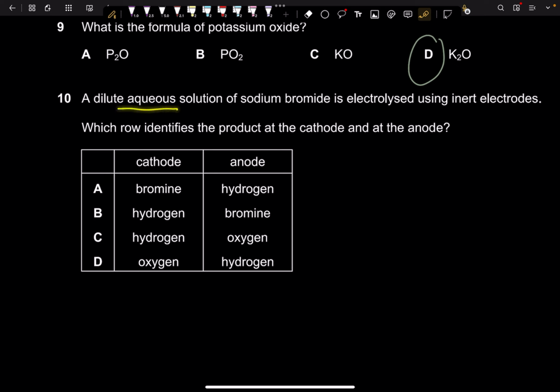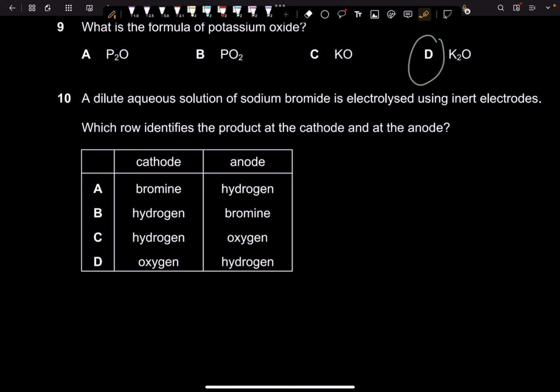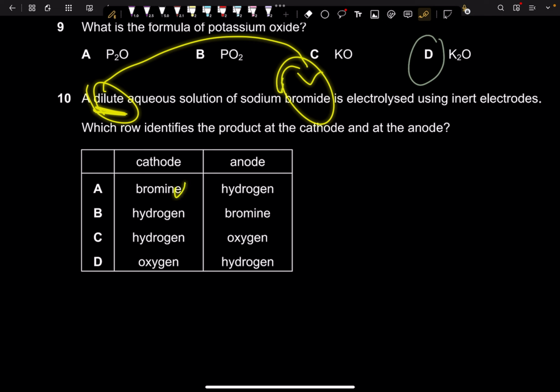A dilute aqueous solution of sodium bromide is electrolyzed using inert electrodes. Which row identifies the product at the cathode and at the anode? What do you guys think? What are going to be the products? We have a dilute solution, and in dilute solutions we don't form our halogen, so it's not going to be bromine. At the cathode it cannot be bromine, and at the anode it cannot be bromine.